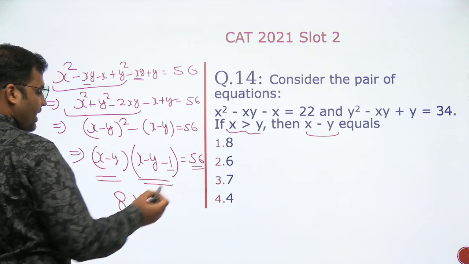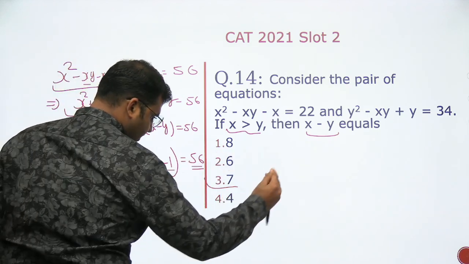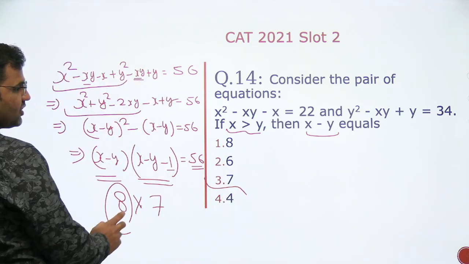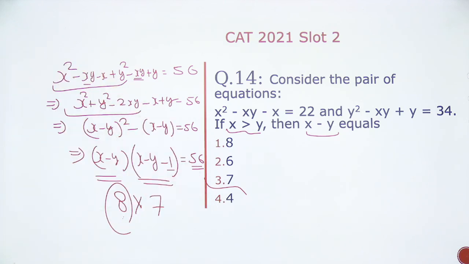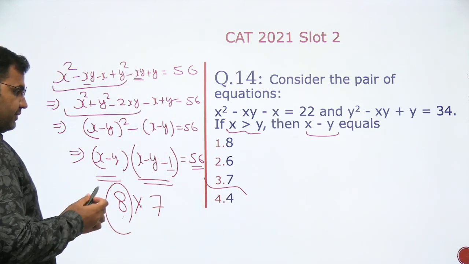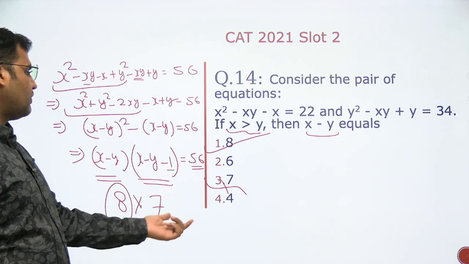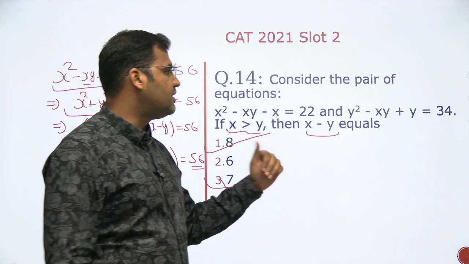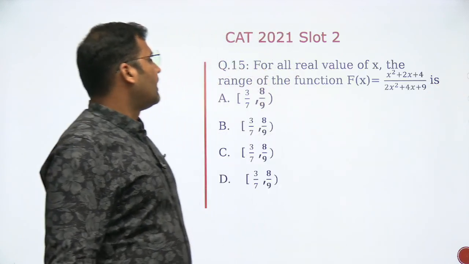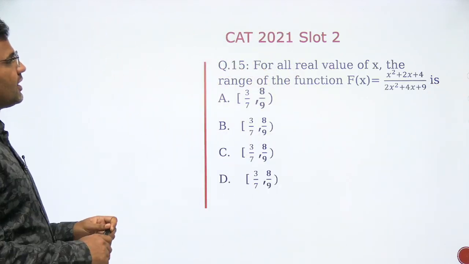So x minus y is what we are supposed to find out. That value of x minus y will be 8, right? The value of x minus y will be equal to 8 and x minus y minus 1 will be 7. Very simple, easy, right? Okay, here's the next question.